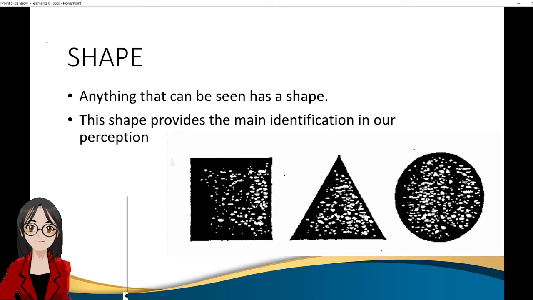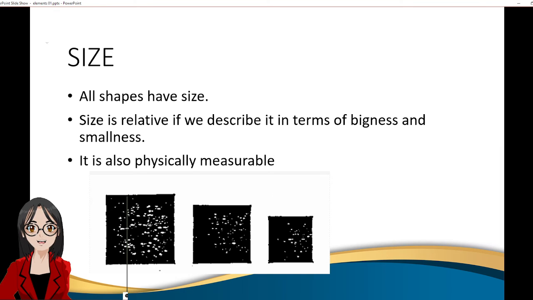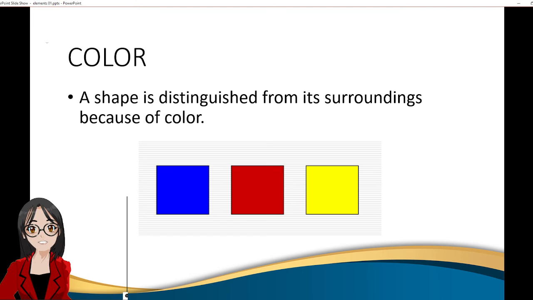Of course, if we have shapes, next we have what we call the sizes. All shapes have size. Size is relative if we describe it in terms of bigness and smallness. It is also physically measurable. So, here we can see small, medium, large. And then, if we have size, we have shape.